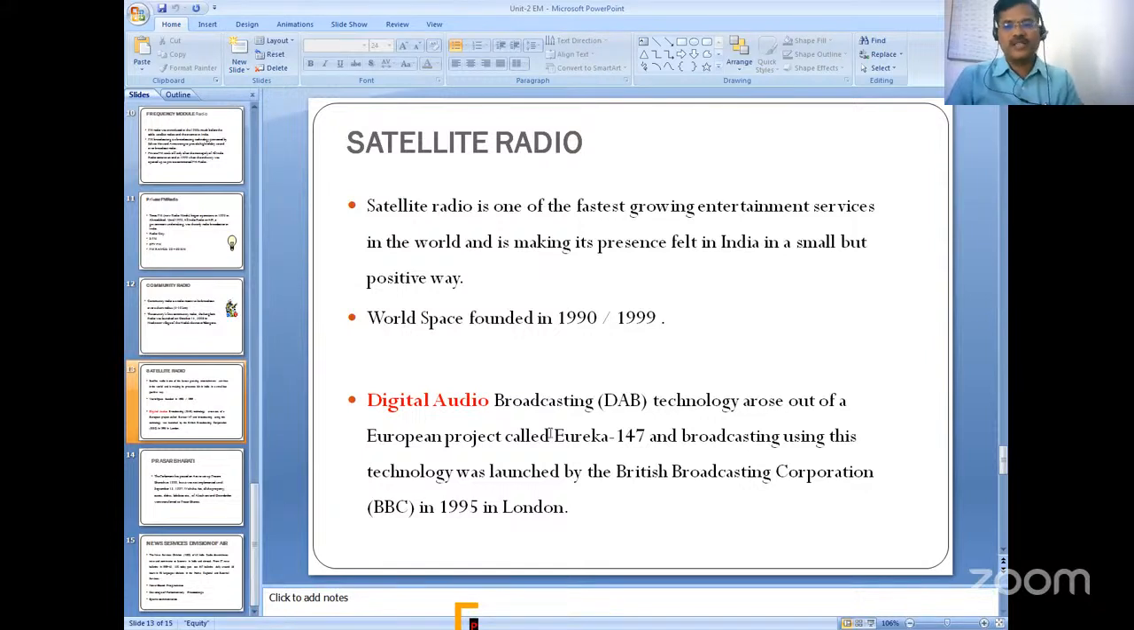Digital audio broadcasting is also the same kind of technology. This technology arose out of a European project called Eureka 147. Broadcasting using this technology was launched by the British Broadcasting Corporation in 1995 in London.